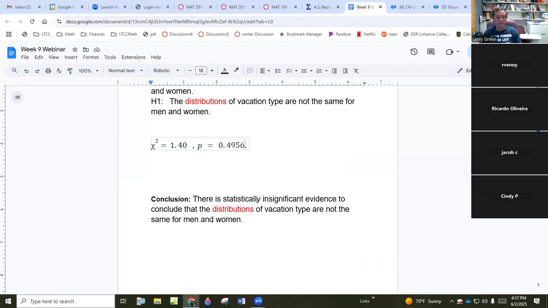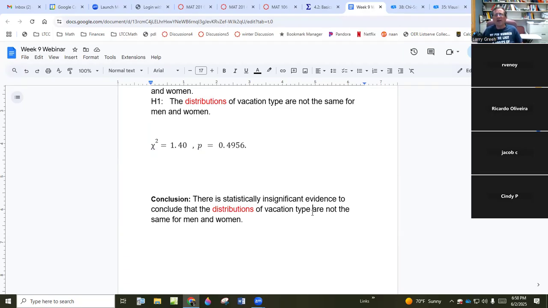So we can say there is statistically insignificant evidence to conclude that the distributions of vacation type are not the same for men and women. So insignificant means that we can't make that conclusion. Is that clear? Okay, so the hope is if you understood chapter 9 and 10, this isn't too bad. Any questions at all on this chi-squared test for homogeneity example?